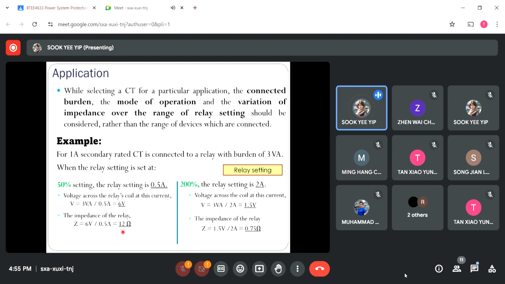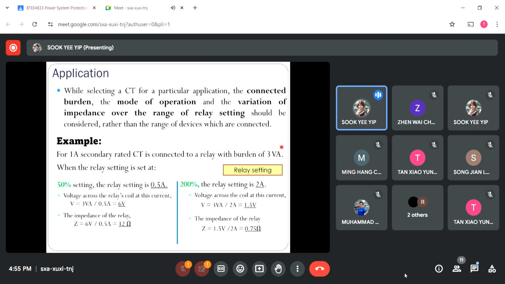What happens if I change the setting right now? Instead of 50%, I have it picked up at 200% instead. So 200% of 1 ampere indicates that the secondary current flowing through the relay coil with this setting is 2 ampere. Same as before, we will find the voltage drop across it.